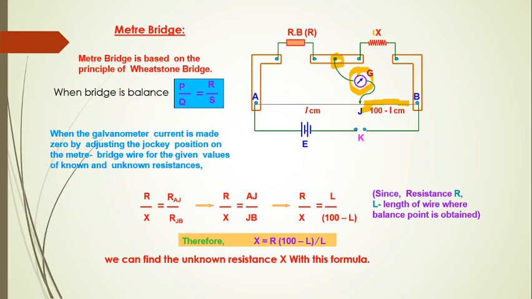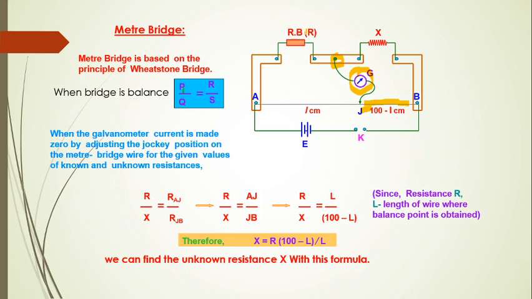When we have to find the resistance of an unknown wire, we connect this wire across the gap here. From the resistance box RB, the known resistance is available. Then we slide the galvanometer jockey over the wire, and where the galvanometer shows no current, we can say the bridge is balanced.